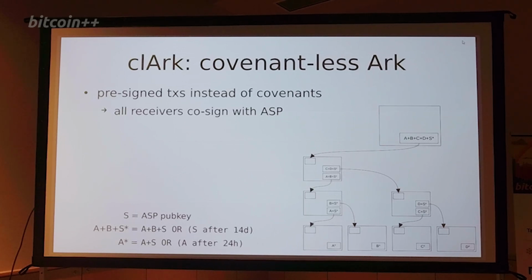So this is kind of unfortunate, because if you do it this way, that means that all the receivers have to be online, participate in the ARC round in order for them to receive.